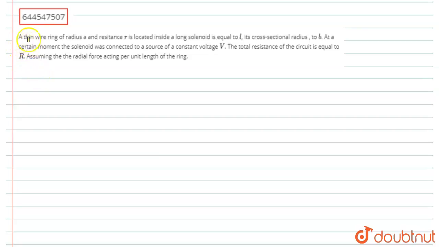In this question, it is given that a thin wire ring of radius A and resistance R is located inside a long solenoid of length L and cross-sectional radius B. At a certain moment, the solenoid was connected to a source of constant voltage V. The total resistance of the circuit is equal to R. Assuming the radial force acting per unit length of the ring is F, we have to find the radial force acting per unit length on the ring.